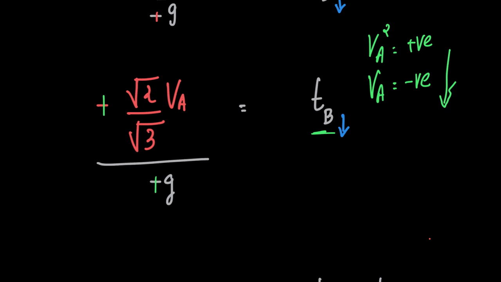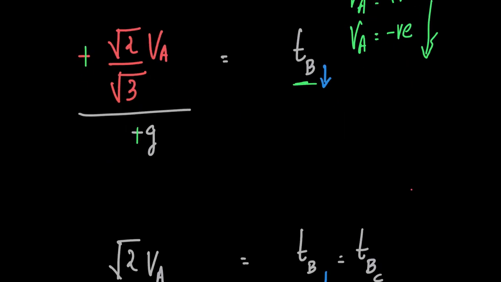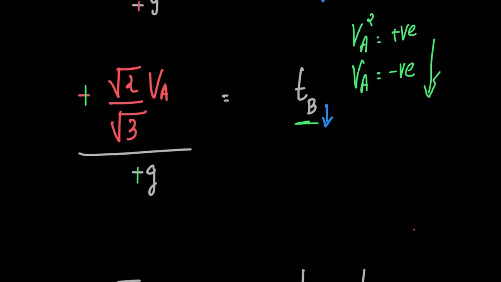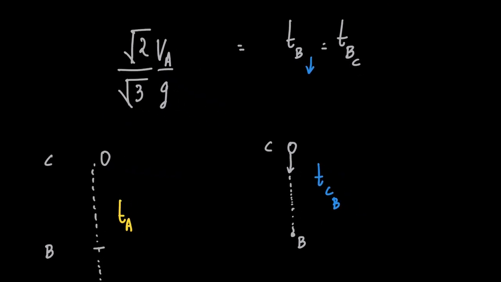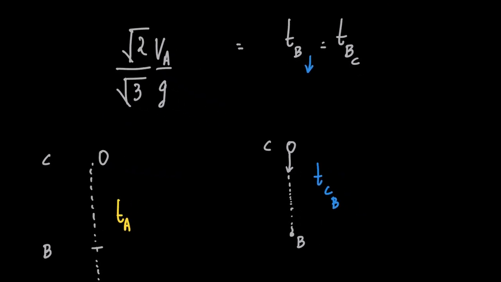Okay, right. So yes, time to reach B while coming downwards is root 2 VA by root 3 G. Now, we didn't get anything of the form root 3 minus root 2 by root 3 plus root 2 again. We are stuck. Are we? Well, if not, we do it properly. So it is very important to understand that time to reach B while coming downwards, or maybe time to reach B when dropped from C, is root 2 VA by root 3G.